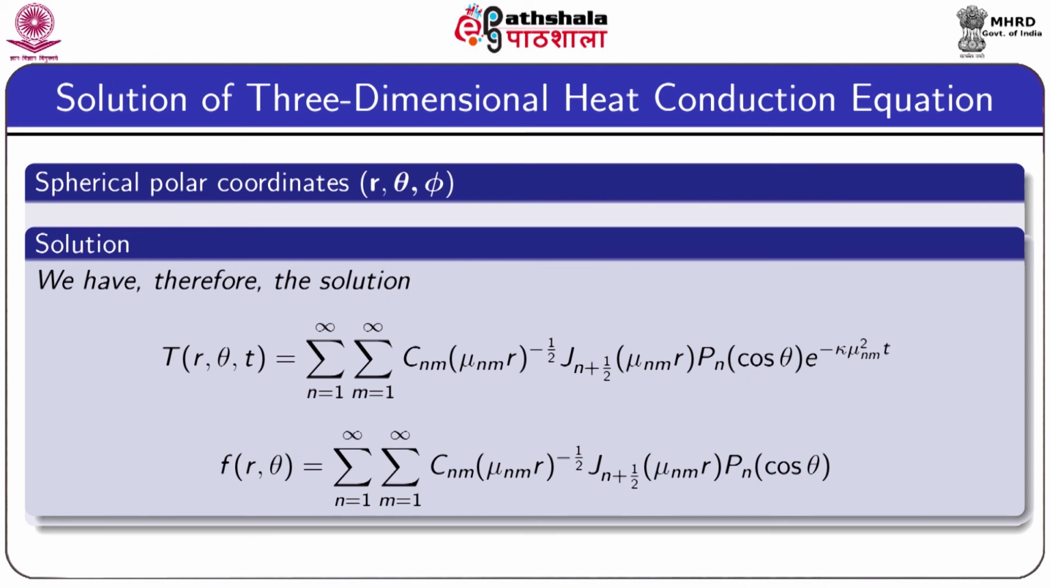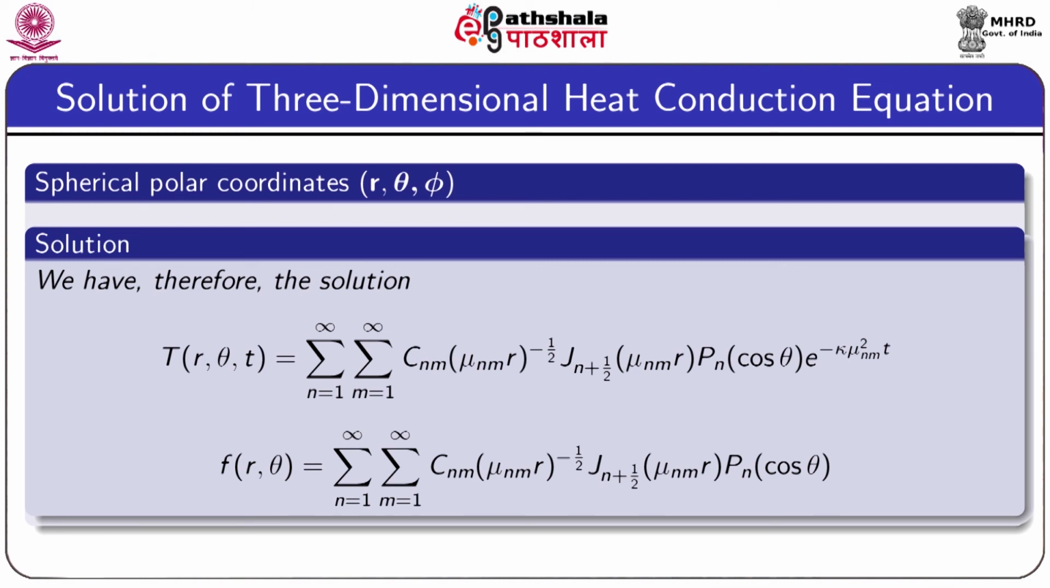Then we can write the required solution in this form, where T is written as the sum over n, sum over m, C_nm mu_nm r to the power minus half, J_{n+1/2}(mu_nm r) P_n(cos theta) e to the power minus kappa mu_nm square t. But to obtain the values of C_nm, we need to apply the initial condition.